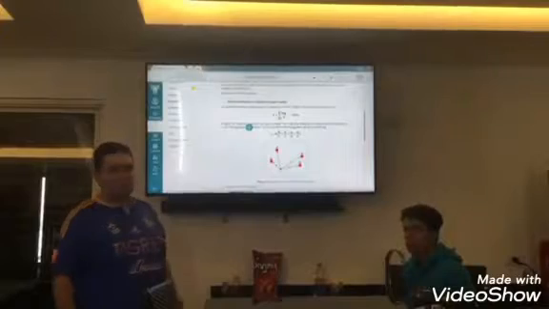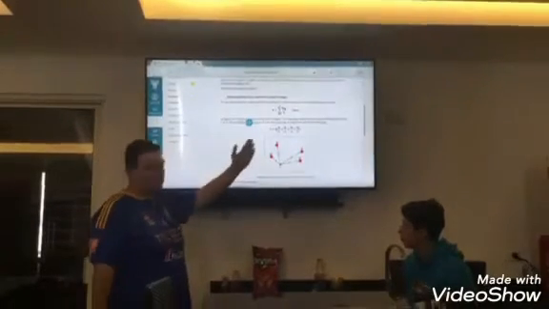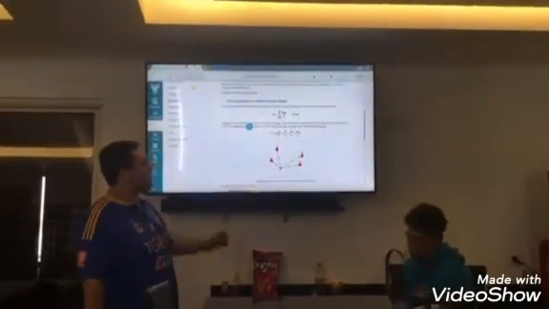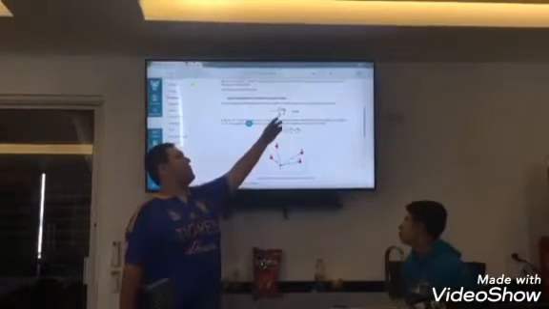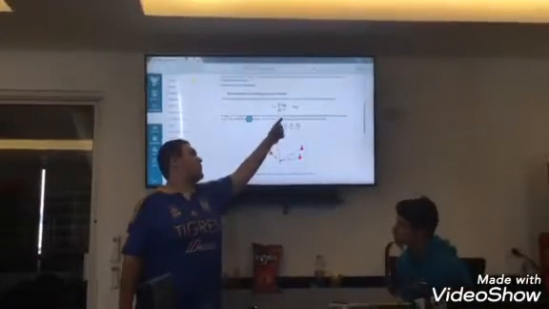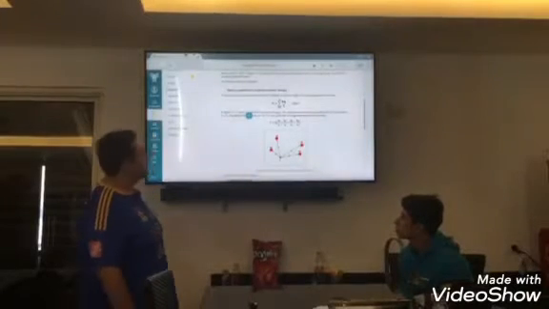To calculate the electric potential due to a collection of point charges, the following equation is used. It is the sum of k times Q1 over r1.